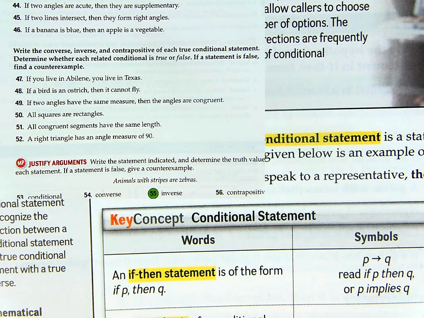So, what came next? Original statement, converse. What is the converse? If you live in Texas, then you live in Abilene. If you live in Texas, then you live in Abilene.